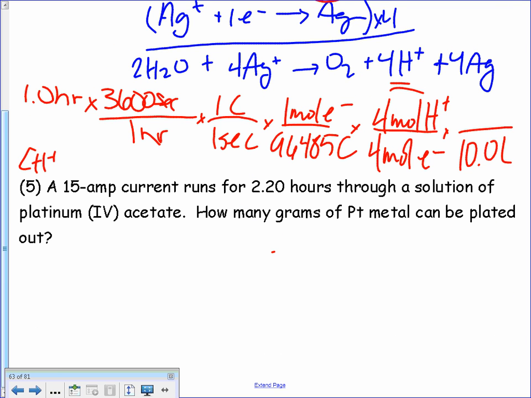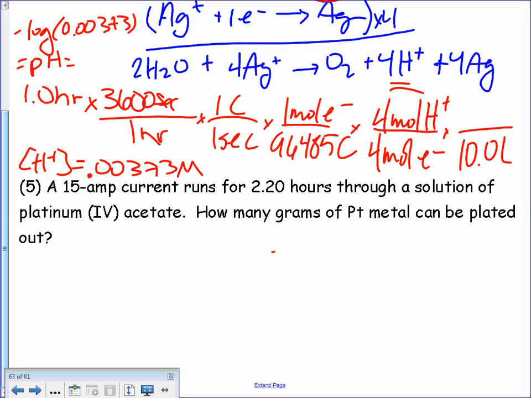So hydronium is, I'm calculating for you guys, okay? 0.00373 molar. How do I get to pH? Negative log, that's it. So negative log of 0.00373 gives me a pH of 2.43. Yeah. You feeling like a beast right now?